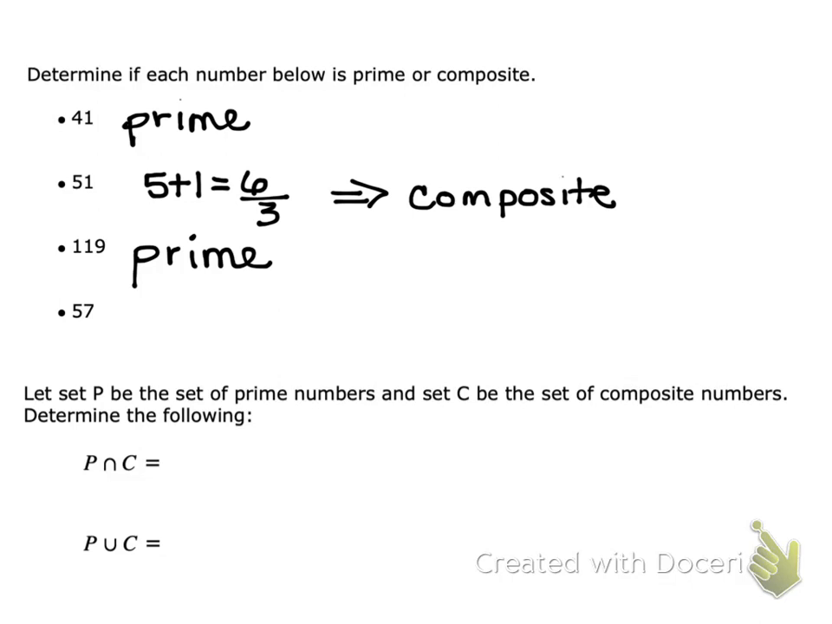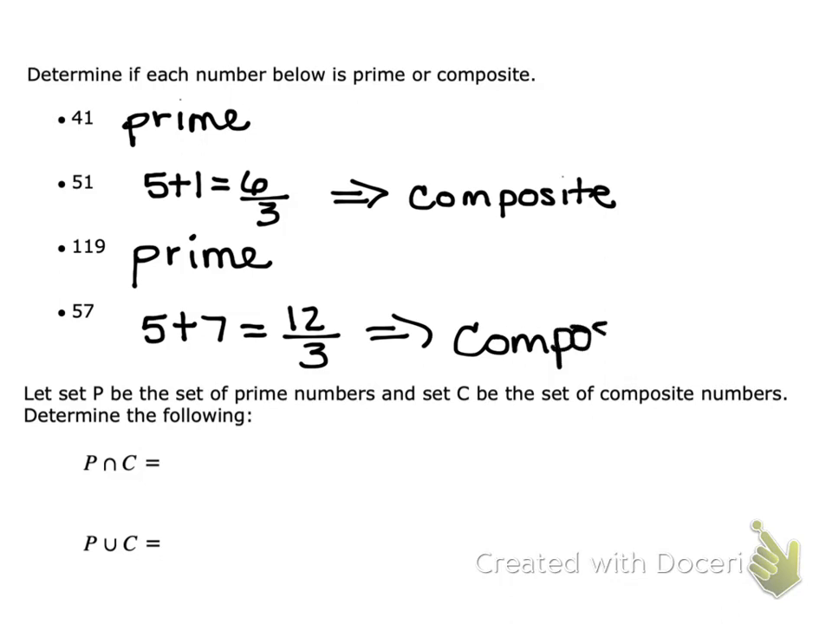Okay, let's check 57. Can it be divided by 2? Nope, so check 3. 5 plus 7. What is 5 plus 7? 12. Can that be divided by 3? Yep. So what would that make this number? Composite. Does that make sense how we're doing that? Okay.